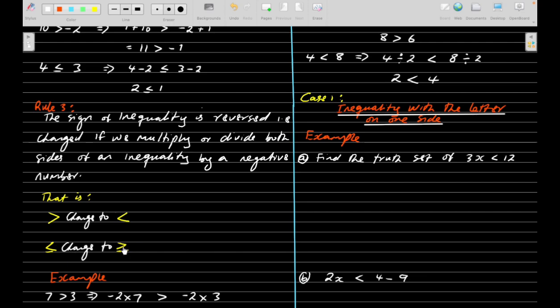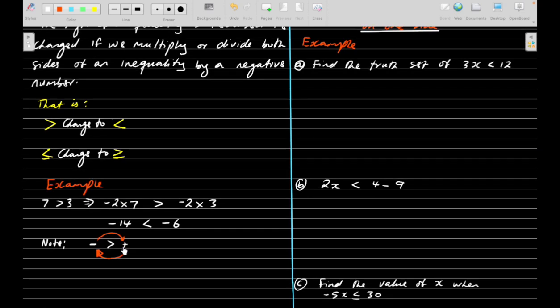For instance, if we are given 7 greater than 3, this implies that if I multiply both sides by a negative number, that is minus 2 times 7 greater than minus 2 times 3, I'm going to be having minus 14 less than minus 6. My inequality sign has changed because I just multiplied both sides by a negative number.